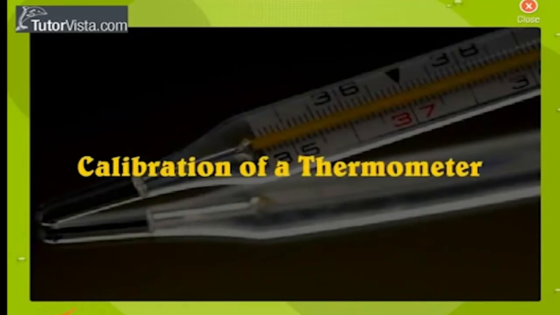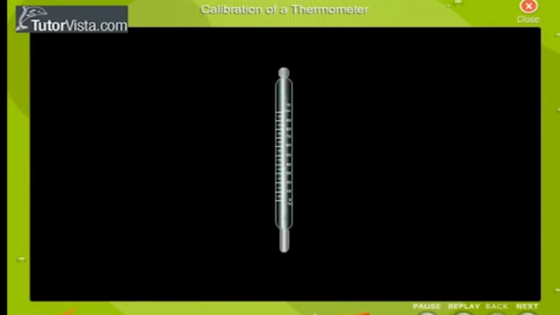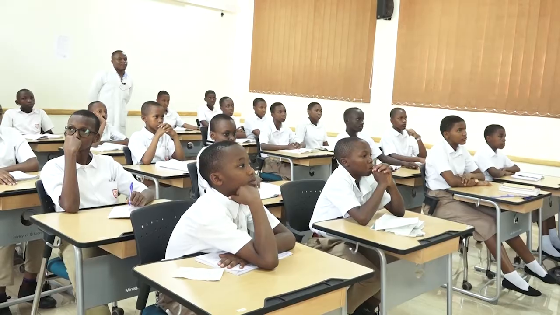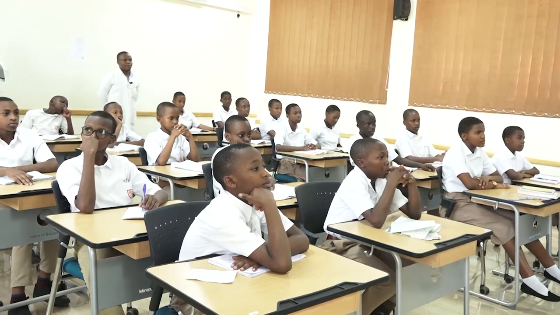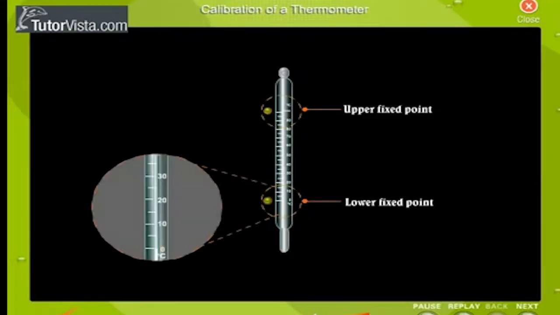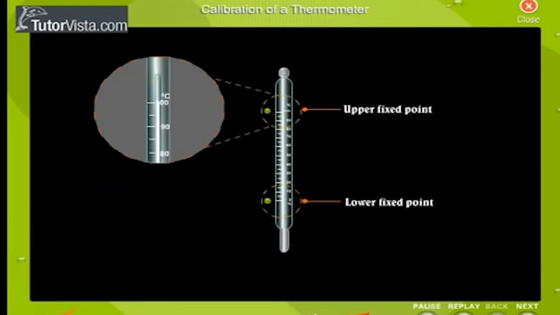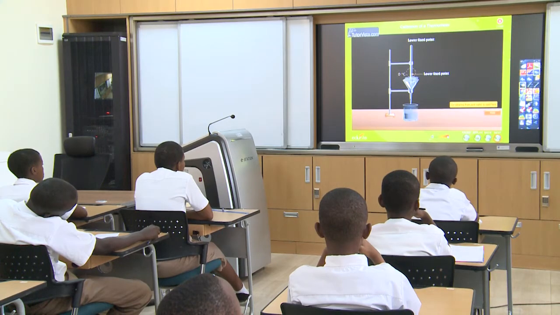Calibration of a thermometer. The calibration of a thermometer involves the marking of two fixed points on the stem of the thermometer and dividing the interval between them into a number of equal parts. The two fixed points are called the lower fixed point and the upper fixed point. The melting point of pure ice at 1 atmospheric pressure is called the lower fixed point or ice point, and the boiling point of pure water at 1 atmospheric pressure is called the upper fixed point or the steam point.